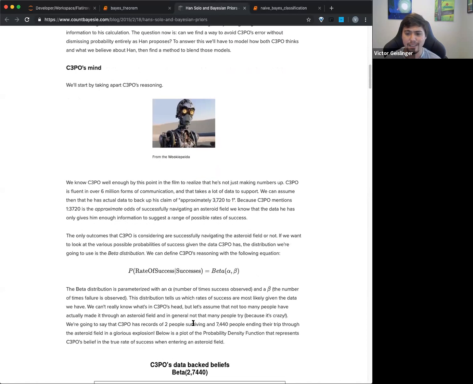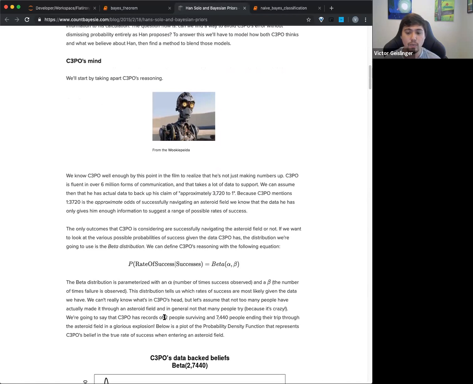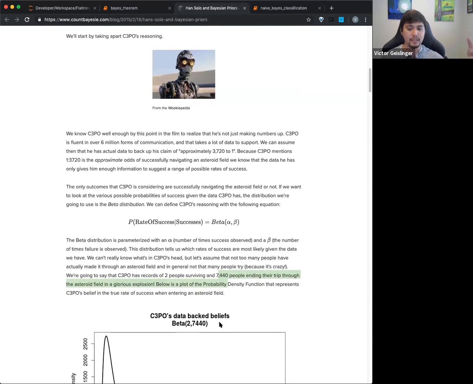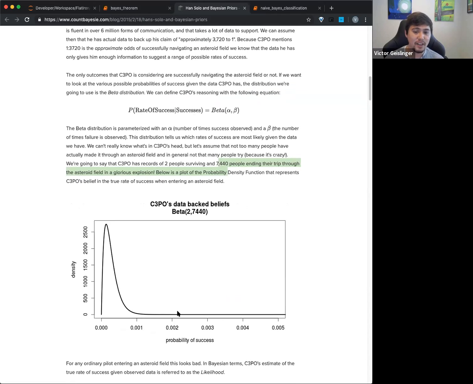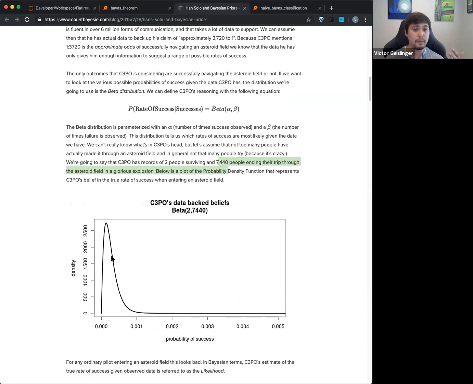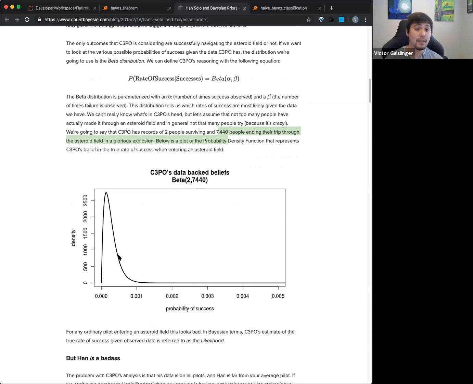I think he ends up saying that, instead of just making up numbers, 2 people survived out of 7,440. That's where C-3PO's number comes from. So this is C-3PO's probability density function, or PDF. You can see most people do not succeed, most people basically fail. This is where the probability density function comes in, and why C-3PO says you're probably going to die, let's not do this.